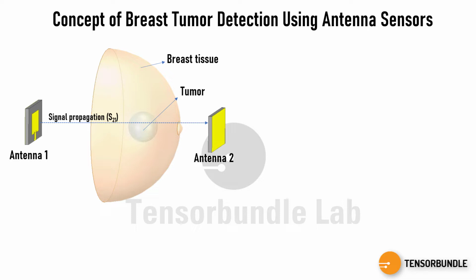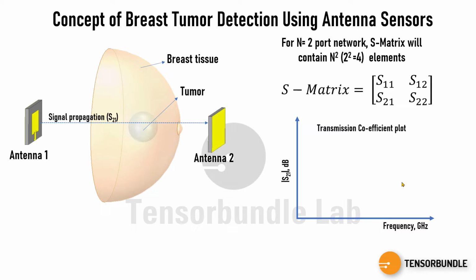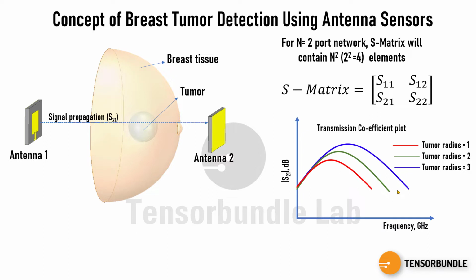Since this is a two-port network, we can definitely model this entire system by using a scattering matrix or S matrix. Because we have 2 ports, we'll have 4 elements in this S matrix, and we'll be concerned mostly with the transmission coefficient, which is basically S21 or S12 in this case. And if we plot the transmission coefficient versus frequency, then we might have different responses depending on the tumor size. Tumor location will also change the S21 plot.